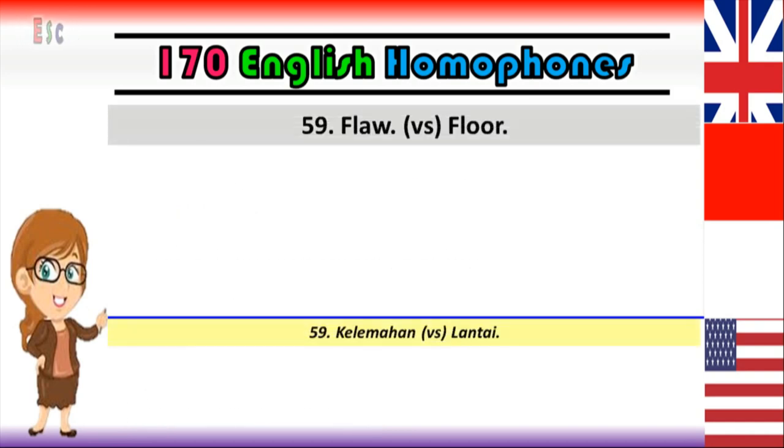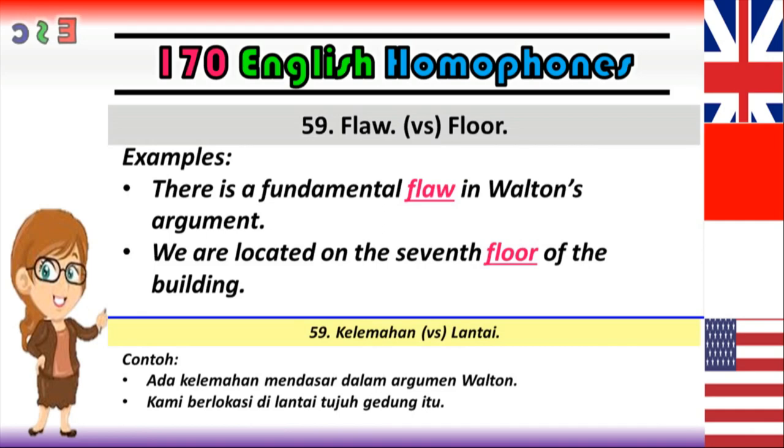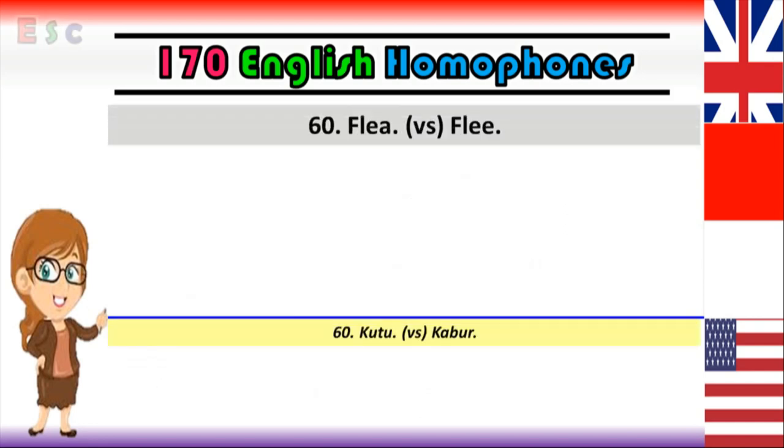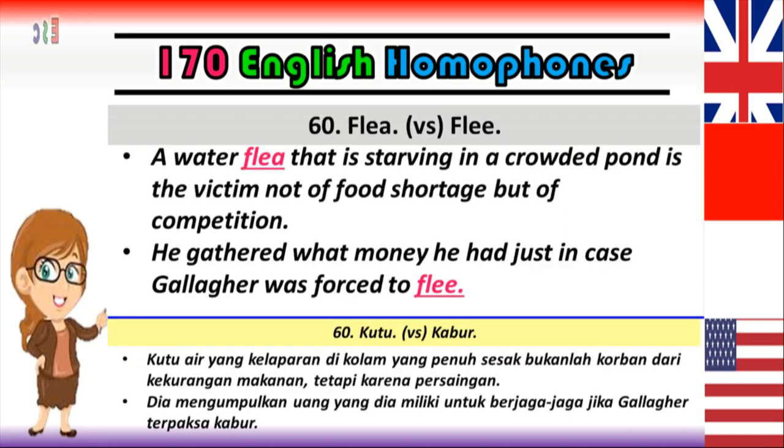59. Flaw versus floor. Examples: there is a fundamental flaw in Walton's argument. We are located on the 7th floor of the building. 60. Flea versus flee. Examples: a water flea that is starving in a crowded pond is the victim not of food shortage but of competition. He gathered what money he had just in case Gallagher was forced to flee.